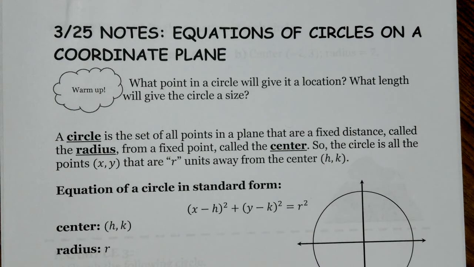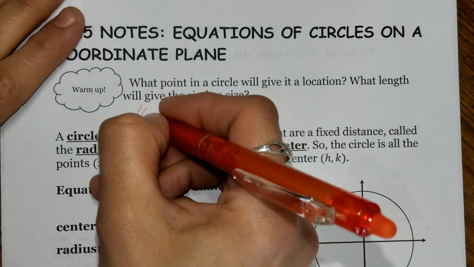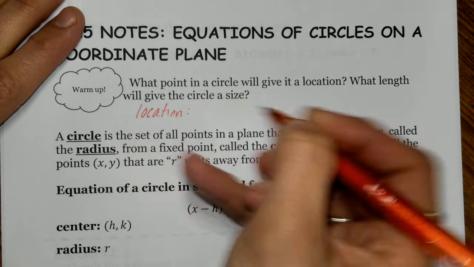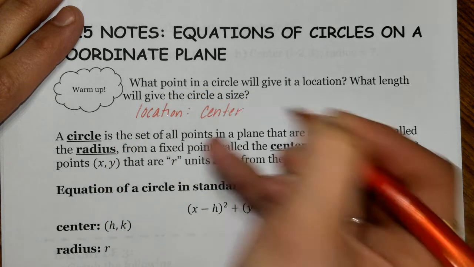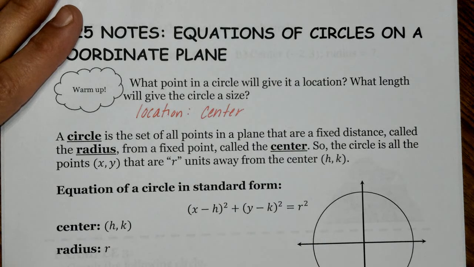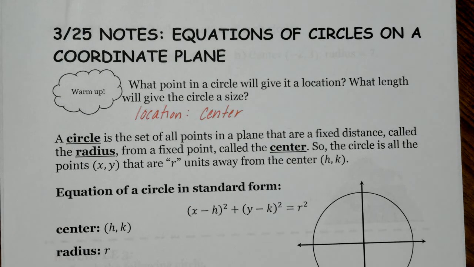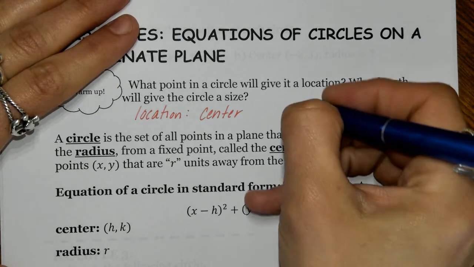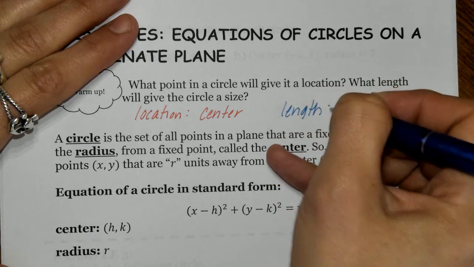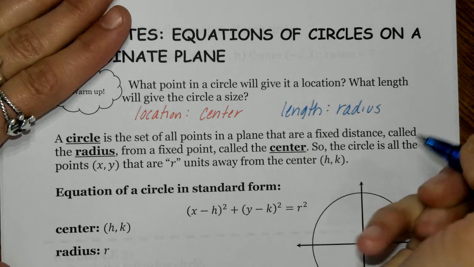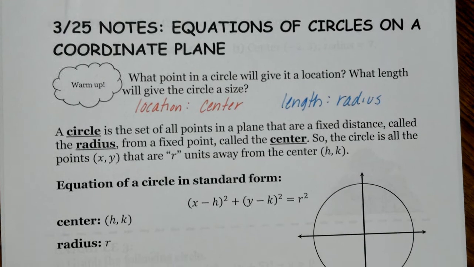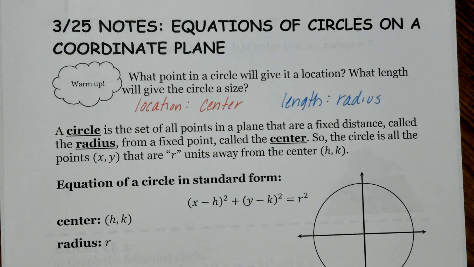When dealing with a circle, what point in the circle will give you a location? Well, when you're on the coordinate grid, what we're going to learn is the center of the circle is going to give you its direct, exact location on the graph. So here we'll write in location is going to be the center. So that's center point. And then it wants to know what length, so we're looking at some sort of segment here, will give the circle its size. And for the length, we will be using the radius. So these are going to be the two very, very important things dealing with a circle so that you can write the equation of a circle, you can graph a circle, etc.